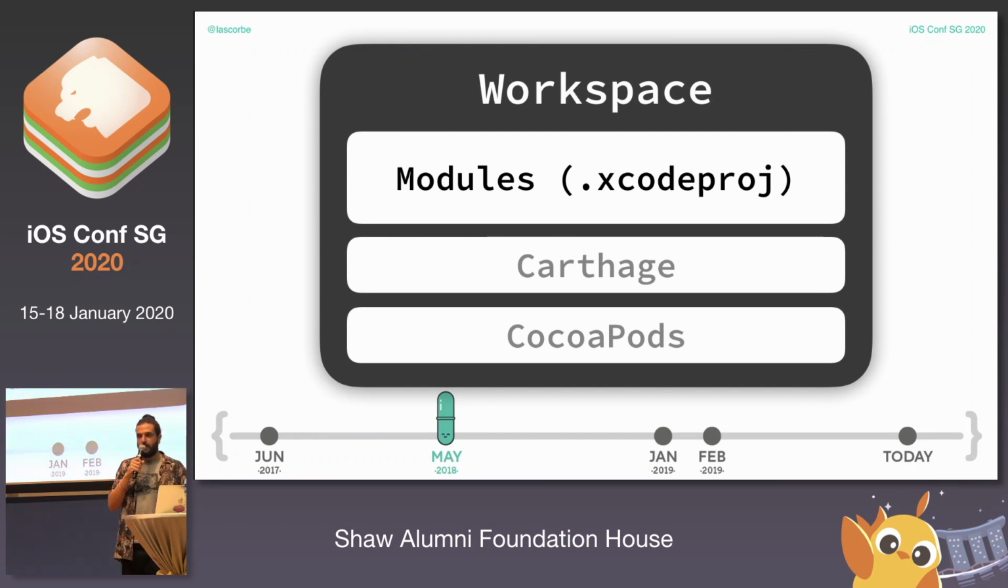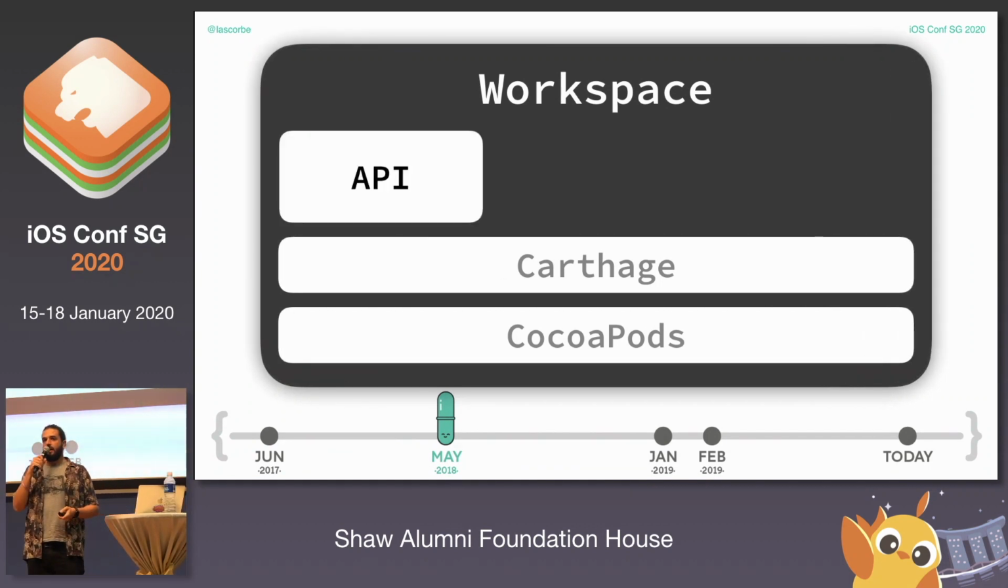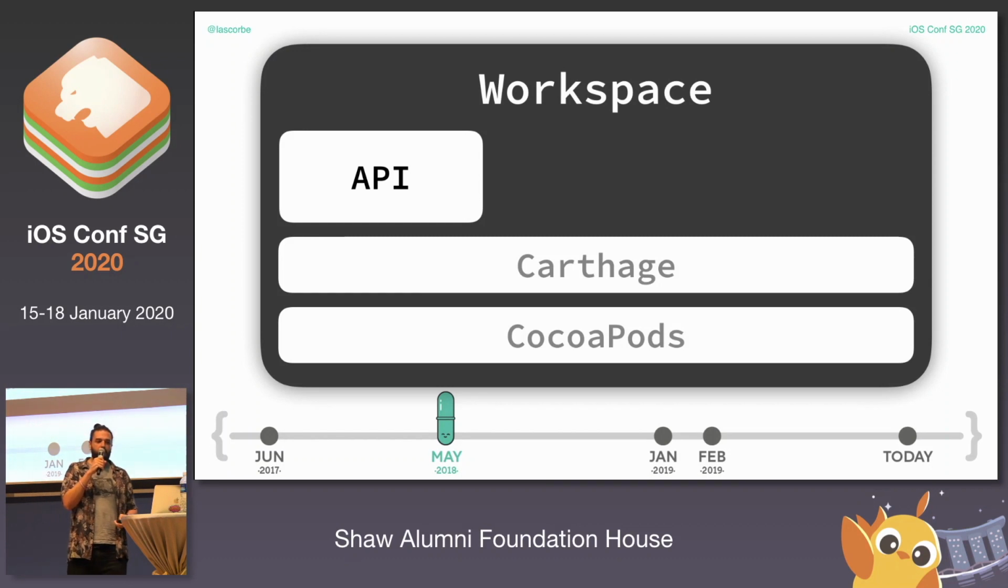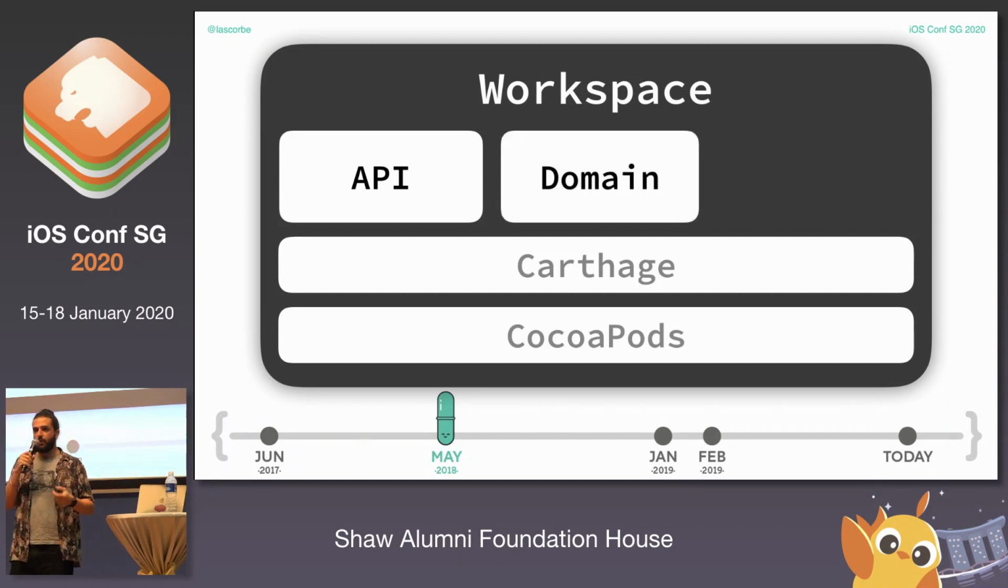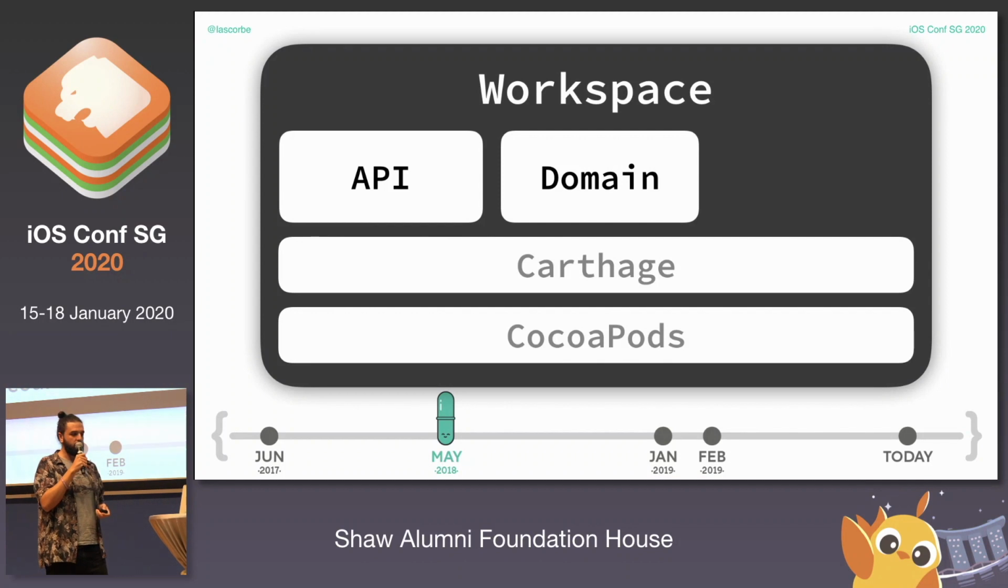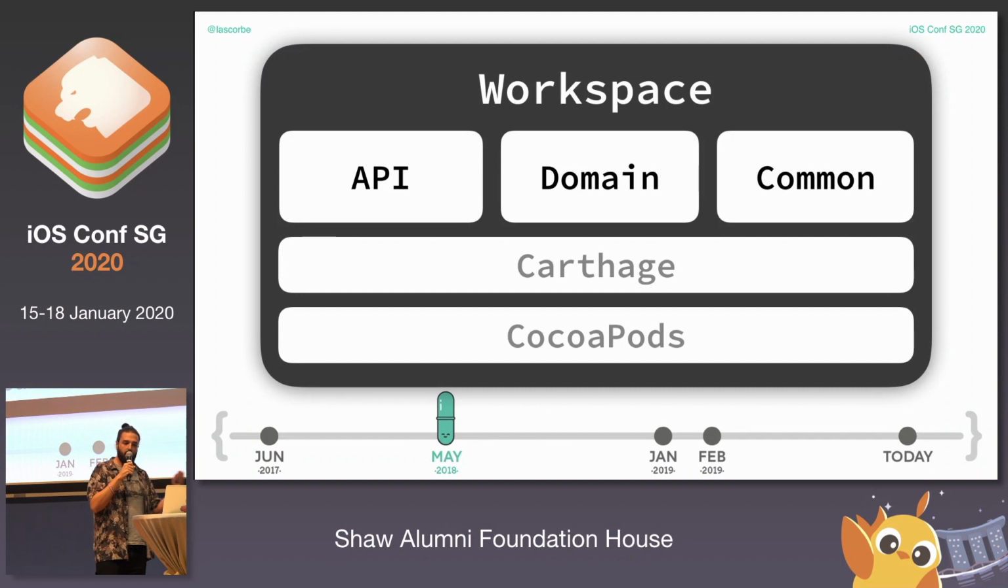So we created three modules, the first being the API client. It was super easy to just extract all the API client and all the data models related to that part of the app. The domain module, to which we only extracted the business logic models. And another module that we call common, where we put all the common helpers and common models that we use in the app.